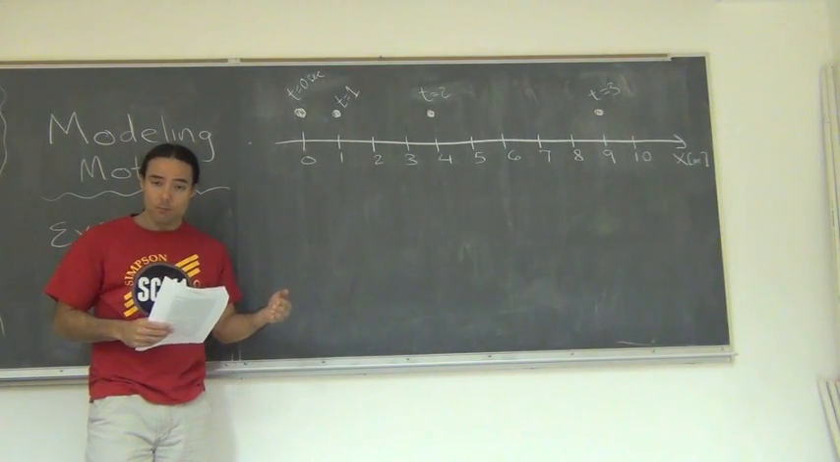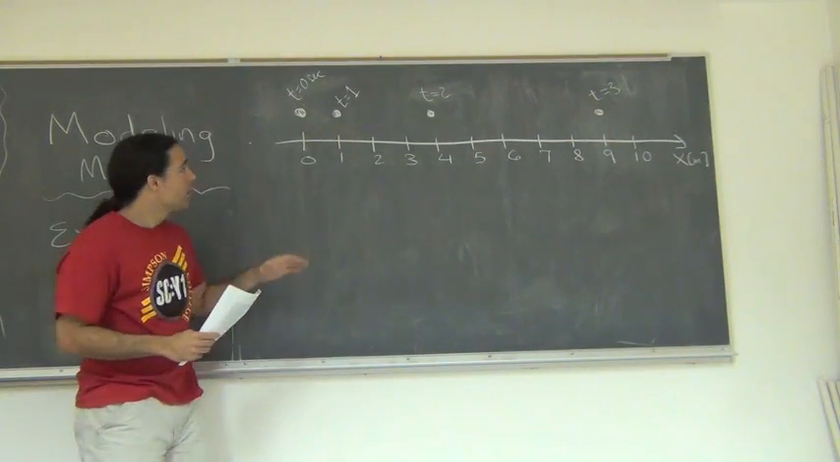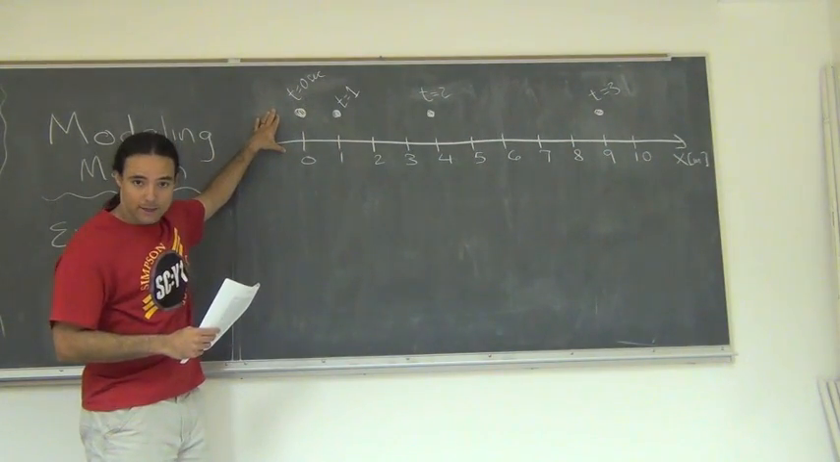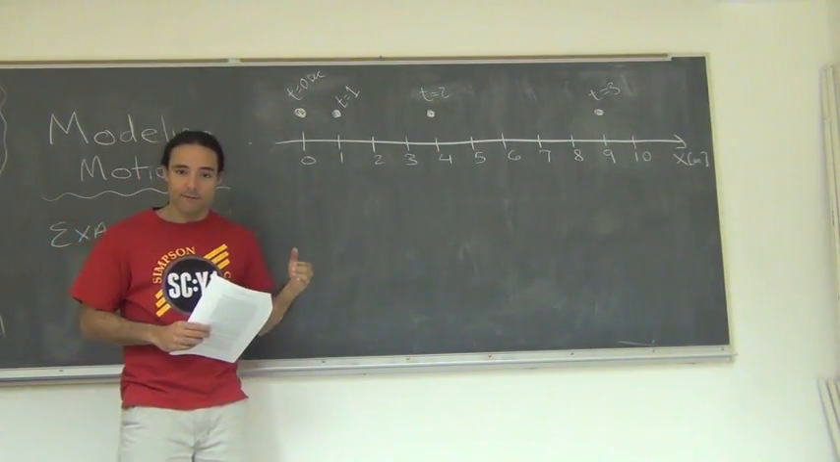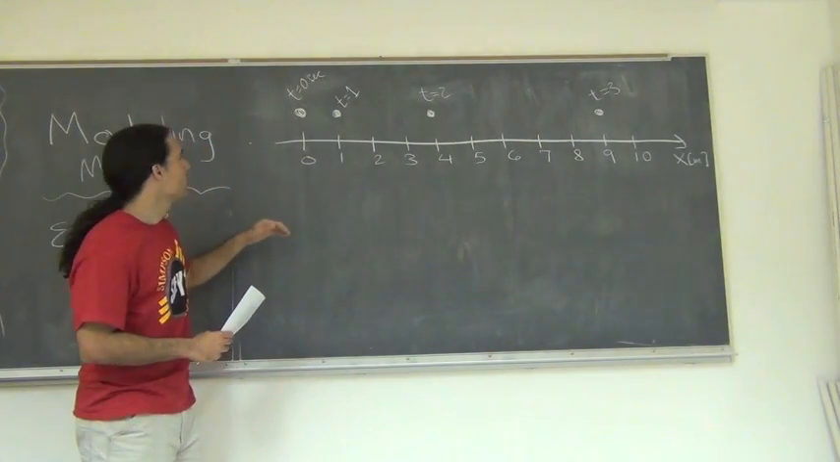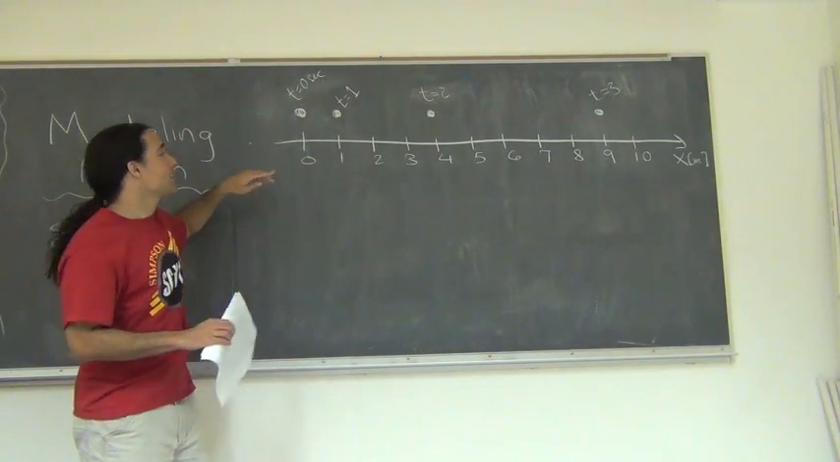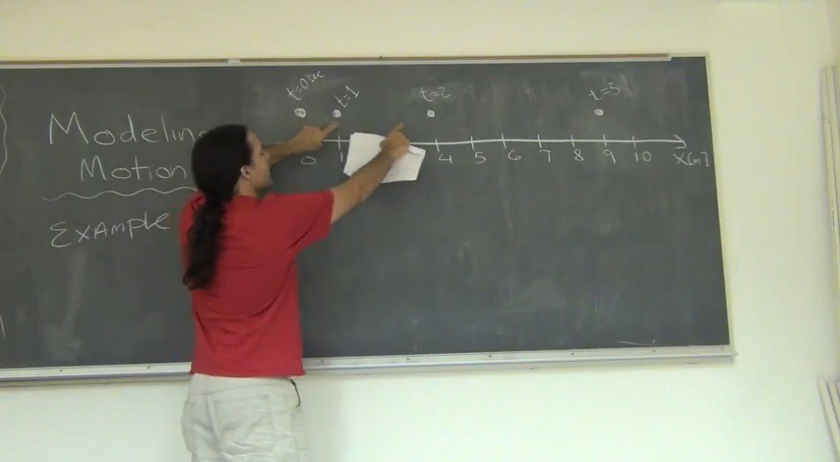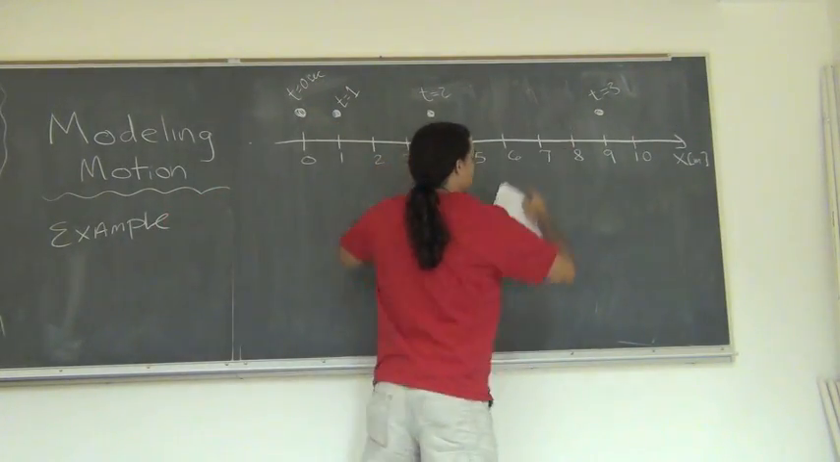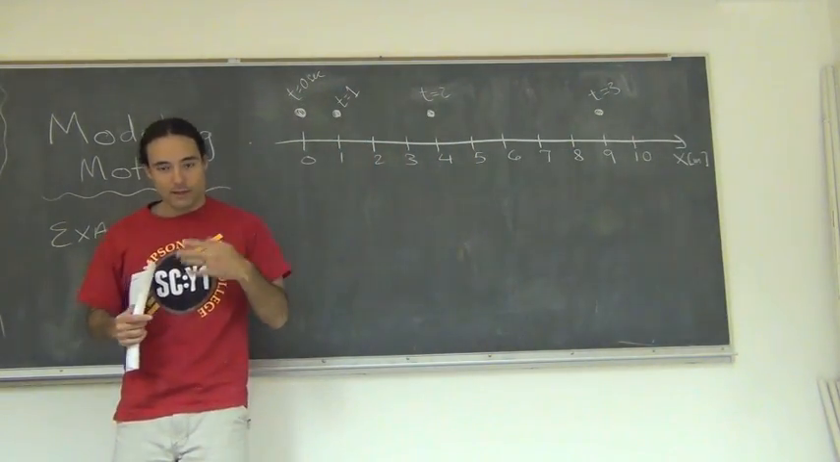Let's try a slightly more complicated example. Here we have a motion diagram, and we want to make a graph of position versus time. This one's a little more complicated because now my dots are not evenly spaced. So let's see what happens in this instance.